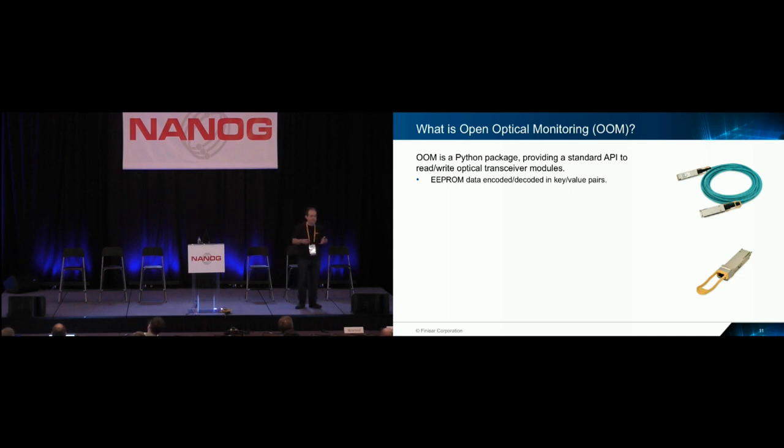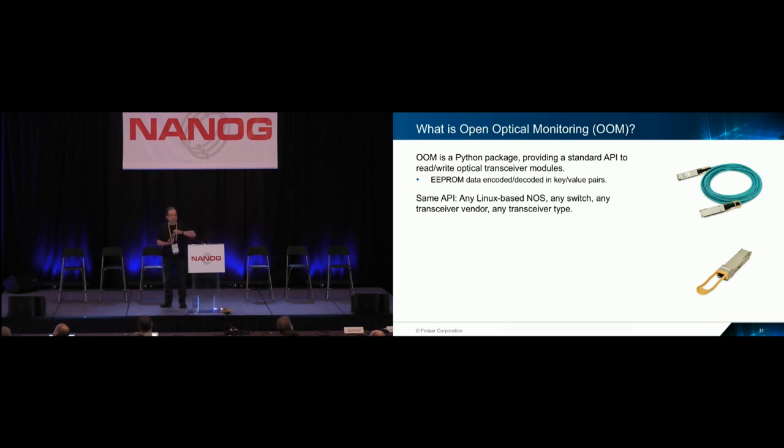It's basically a Python package that provides, as I said, a standard API that reads and writes to optical transceivers. That EEPROM information inside the transceivers is encoded or decoded in key value pairs, and it can be queried, as I said, obviously in Python. It's the same API for any Linux-based NOS. So any switch, any transceiver type, any transceiver vendor, as long as they meet the standards in the MSAs, via OOM, that transceiver can be queried or controlled in many cases.